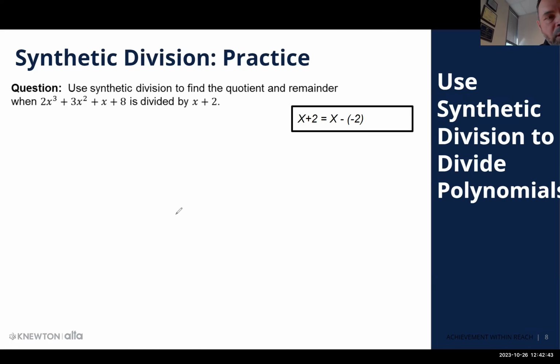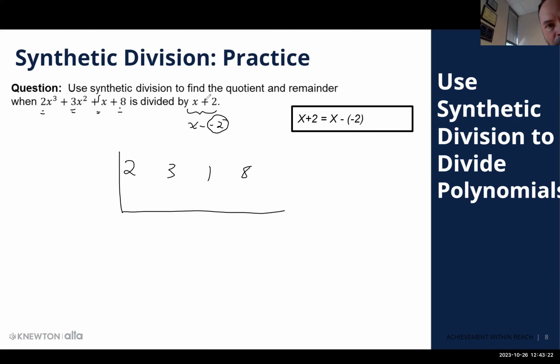Okay, so then we have this polynomial and we're going to divide by x plus 2. Notice that x plus 2 is the same as x minus negative 2. So the way you do synthetic division is this way. You find the coefficients, which are 2, 3, 1, and 8. So 2, 3, 1, and 8. Okay. And we're going to divide by the negative 2.